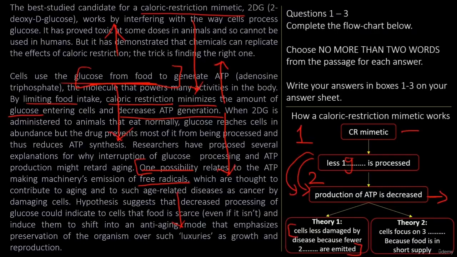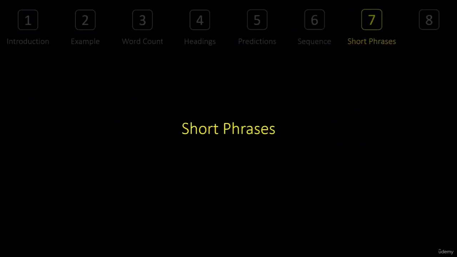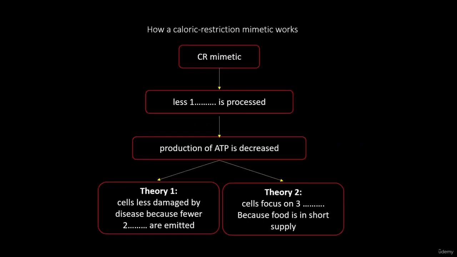All right, good. Now the next one is called short phrases. This is not a tip actually, this is something that you should be cautious about. If you look at the sentences, actually these are not even complete sentences, these are phrases. This is not a full sentence: less is produced, something less is produced. So it's a very short phrase. You cannot expect a full answer, a full sentence in a flowchart.